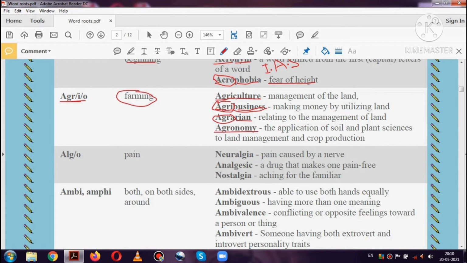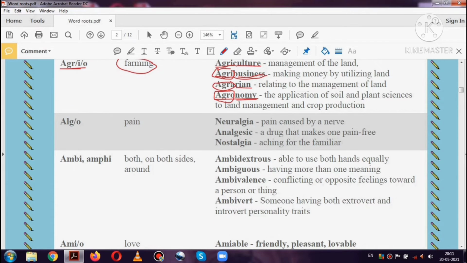Agro means farming and nomy is the application. So agronomy is the application of farming, or the management of crop production or land management. It is that field of science or application of soil and plant science. The next word root is algo, which means pain. So if any word has algo or alg, it means something related to pain.